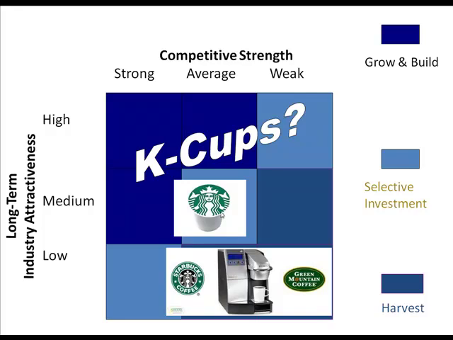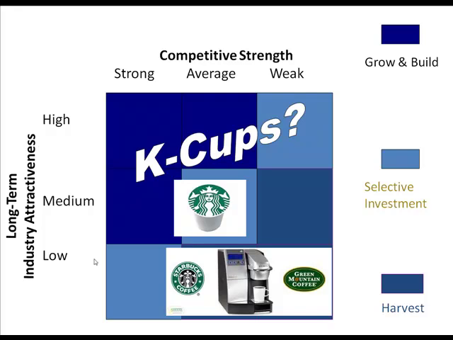Where would you put Starbucks K-Cups in this matrix? Well, I have to tell you that the competitive strength of Starbucks at this point in time is not strong. It's probably average to weak at best because this market is dominated by Green Mountain and it's actually very diverse. A lot of companies are offering their own K-Cups in it. Starbucks is making a play.